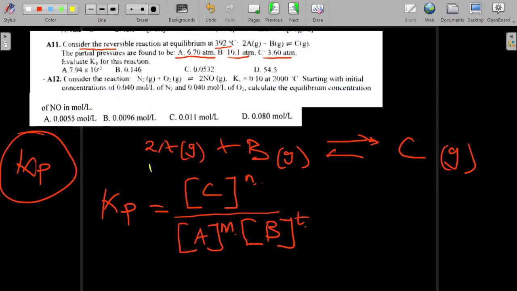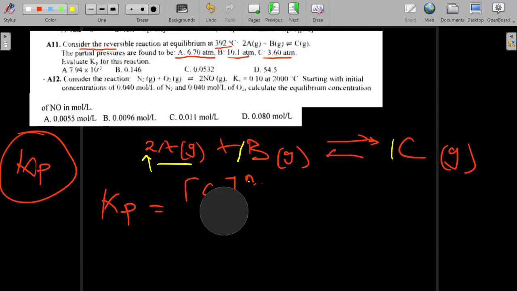So this number here in front is the one that will be where the M is, because this is for the A. And then for the B, we see that we have 1 here, so it means this T here is going to be 1. And then for the C, we also have 1, so it means this N here is going to be 1.